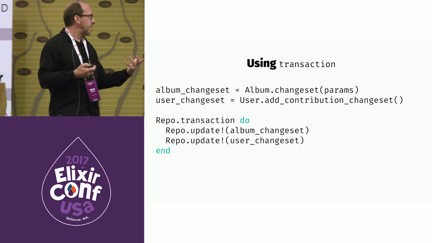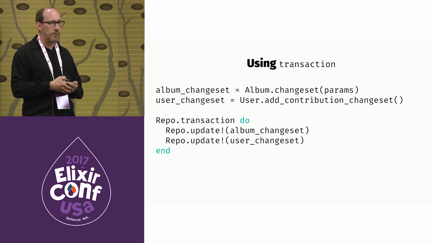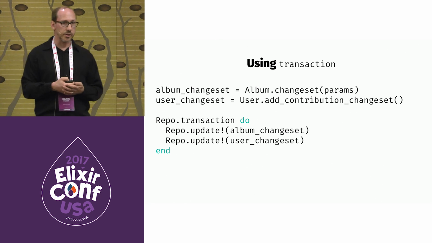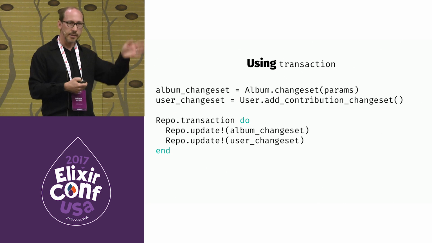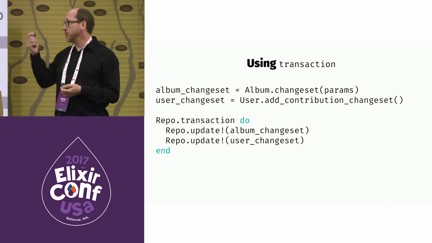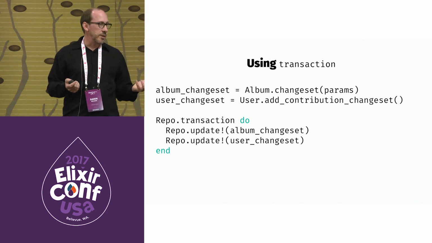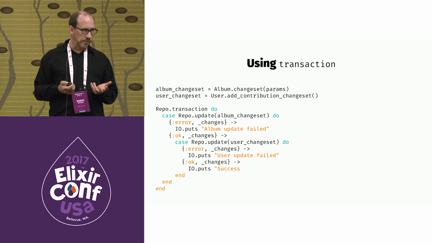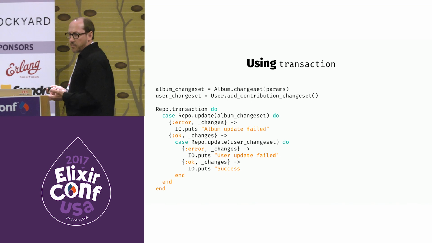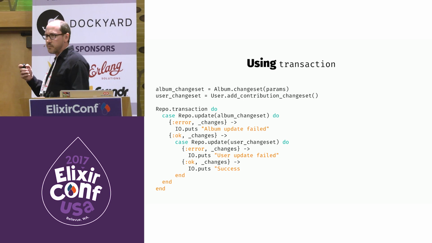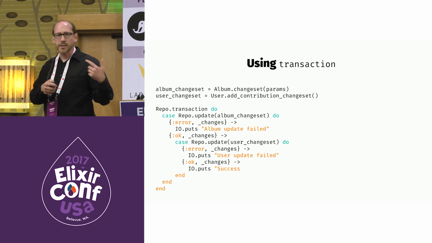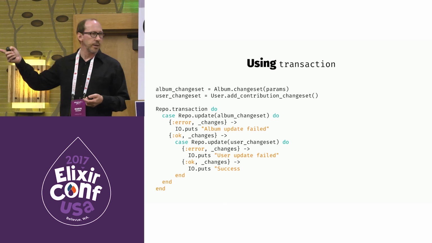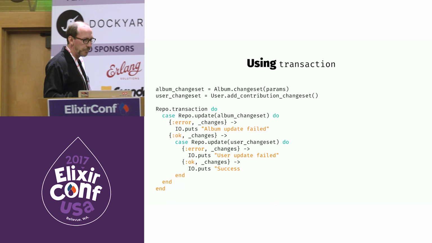But you may want to take slightly different action depending on which of these transactions fails. At the very least, you might want to just write something out to the console that says the album change set failed or the user change set failed. That's pretty simple. Even if you want to do just that, your code's going to look like this. You've got to run the first change set, see if that worked. If it didn't, put an error. If it did, try the second change set, see if that worked. And already this is no fun to read on a slide in a presentation.